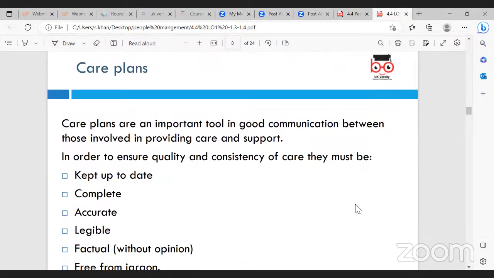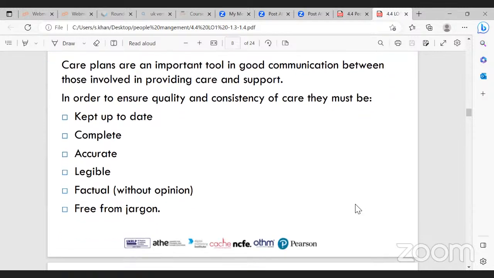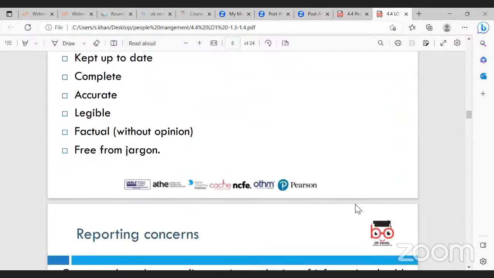Care plans are an important tool in good communication between those involved in providing care and support. In order to ensure quality and consistency of care, they must be kept up to date, complete, accurate, legible, factual, without anyone's opinion and free from any jargon.